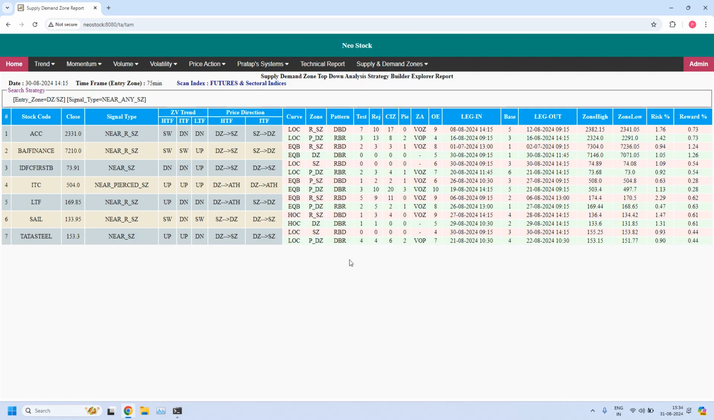In remaining time frames we didn't have. That is 75 minutes demand zone and daily time frame we didn't have high liquidity zones. Only 75 minutes supply zone, 3 zones. Okay, this is about high liquidity zones.